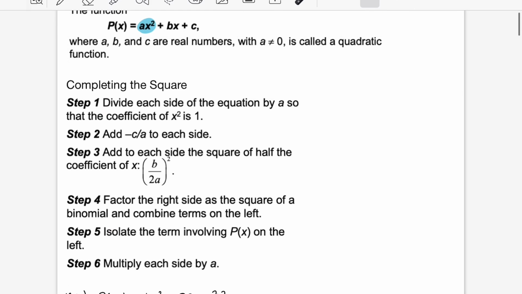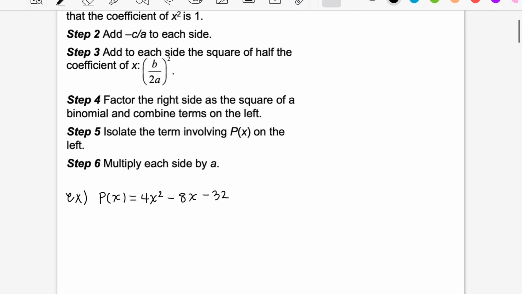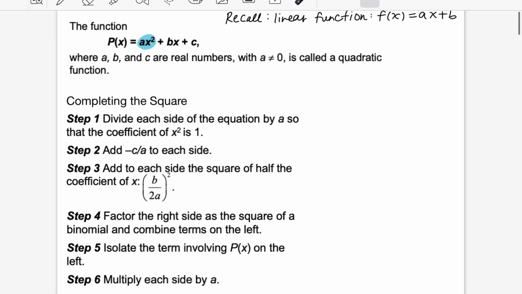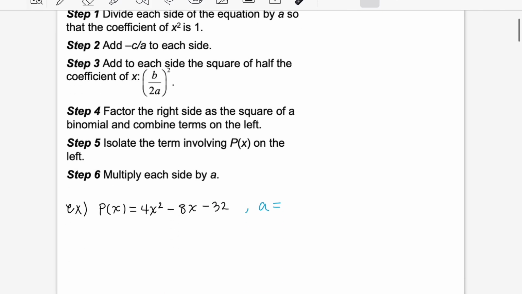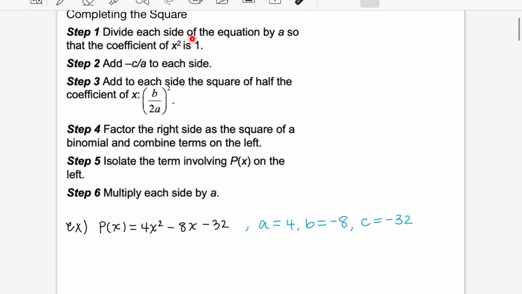So the first thing we need to do is divide each side of our equation by a. And so in this case, actually the first thing that we should probably do is identify what our numbers a, b, and c are in our quadratic function. So a is going to be 4, b is minus 8, and c is minus 32. Okay, so going back to step 1, we want to divide each side of our equation by a, so the coefficient of our quadratic term here. So that'll be our first step.